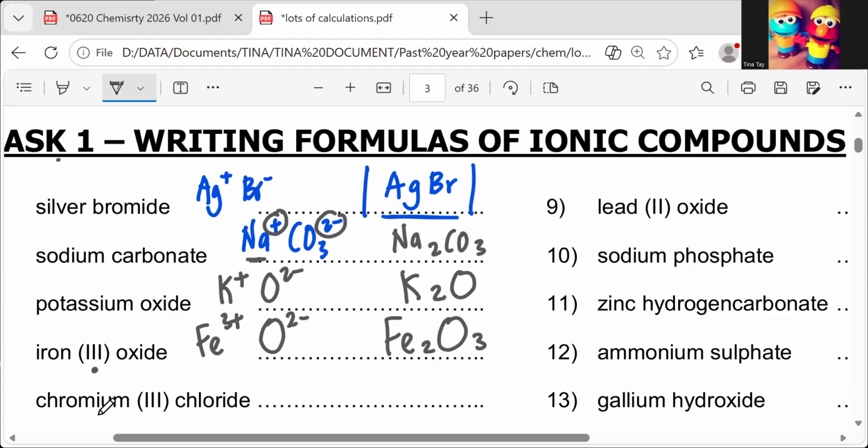All right. Chromium 3 chloride. So chromium is Cr. How do I know it's 3 positive? Because here they put 3. Get it? And chloride is Cl negative. So it's CrCl3. Okay.